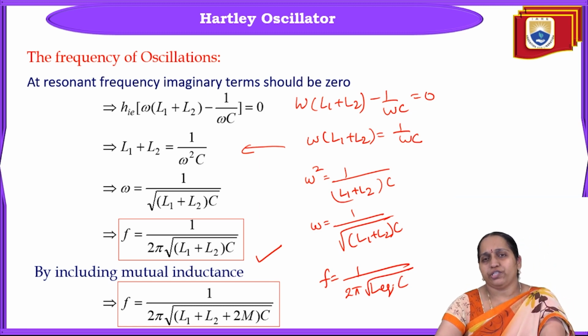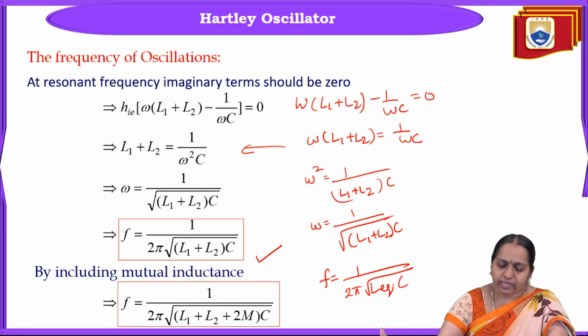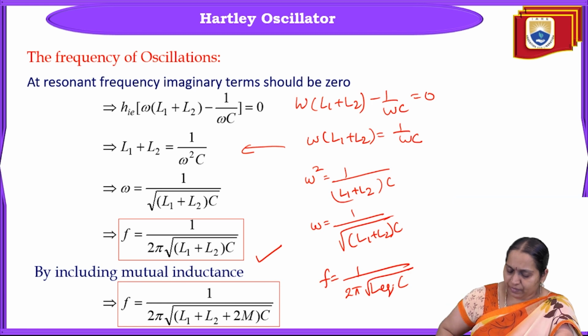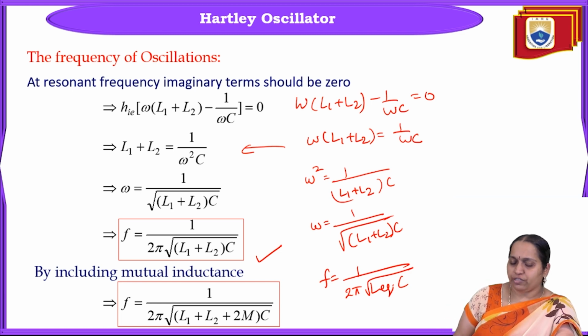Suppose you are taking mutual inductance also into account, then we can write f equal to 1 by 2 pi root over, in place of L1 we write L1 plus M, and in place of L2 we write L2 plus M. So on the whole you will get L1 plus L2 plus 2M, into C. This is the frequency of oscillations.